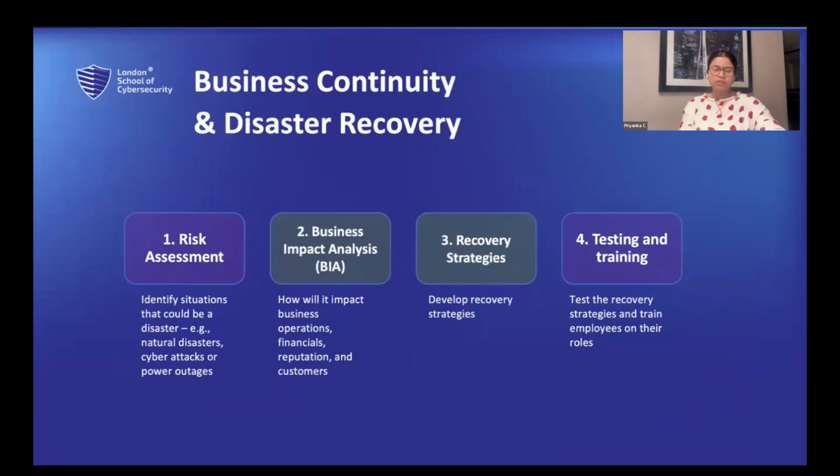Now, how do you do this? This is a slightly different way of explaining this than what I did with the other domains, but I thought it would be useful for you to understand how this is done and how you can do it well, right? So the first one is risk assessment. It always starts with that, because business continuity and disaster is a risk, right? How do you continue business when something has gone wrong?